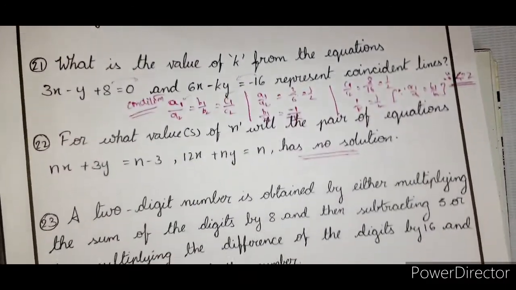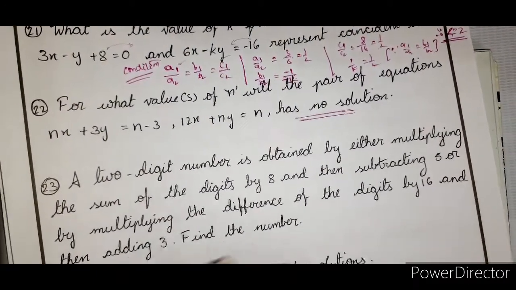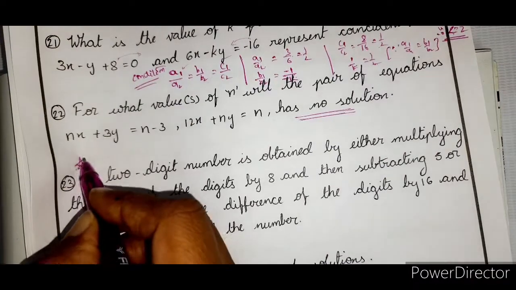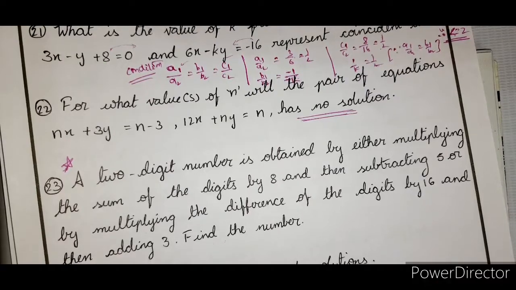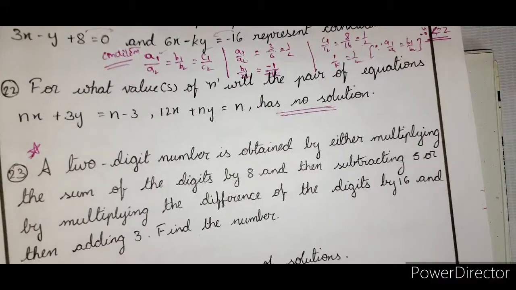Now see the 23rd one, a very important problem and also a logical problem. A 2-digit number is obtained by either multiplying the sum of the digits by 8 and then subtracting 5, or by multiplying the difference of the digits by 16 and then adding 3. Find the number. So we are going to obtain a 2-digit number.